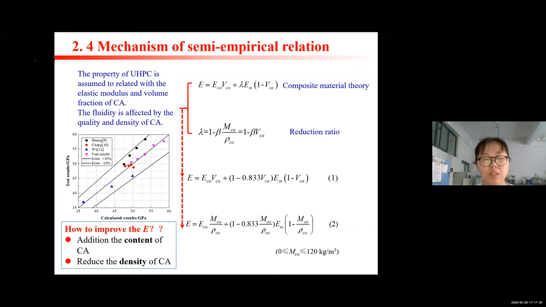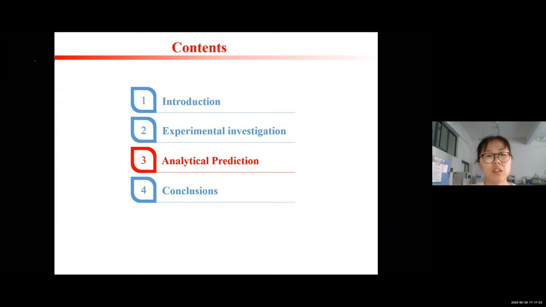So finally, we can get equation one. It can be seen from this equation that the elastic modulus can be increased by increasing aggregate content. And equation two is another form for engineering application. The third part is analytic prediction.